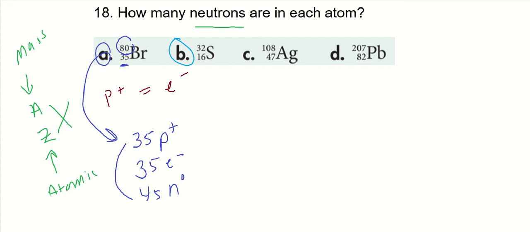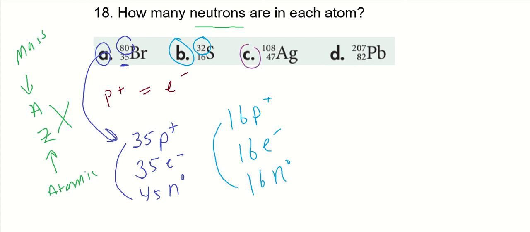Let's go to B, sulfur. Sulfur is always 16. That's what makes it sulfur. So we have 16 protons. And because it's neutral, we also have 16 electrons. And now the mass, again, is made up of the protons and the neutrons. So that's going to be 16 as well.